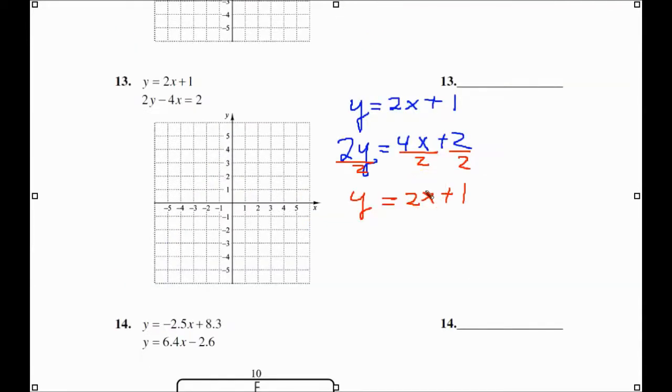Now in example 13, as you see it there, they don't look like the same equations, do they? But I left this one in slope-intercept form, and then I saw something, so I solved this one for y. And lo and behold, when I did that, I ended up with two equations that were exactly the same. So let's plot this one. +1, then over 1 up 2. This will be one line.